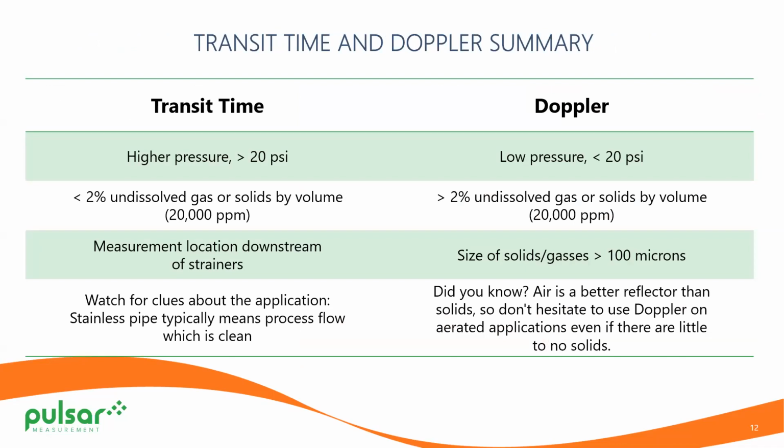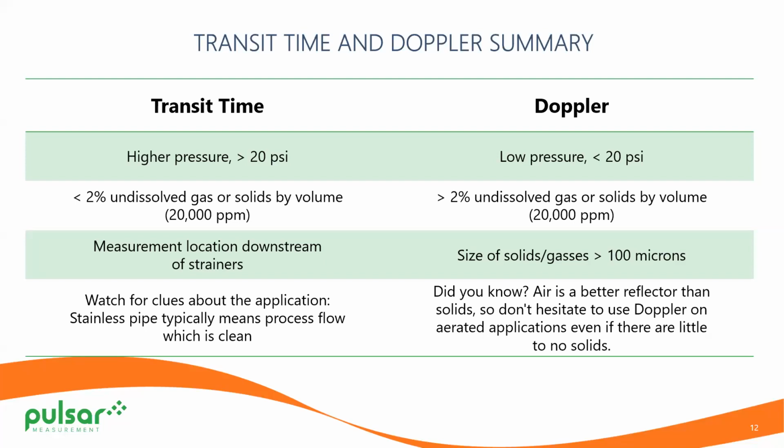So, a brief summary here on the differences. With the transit time, we're talking a little bit higher pressure, and I mean that in terms of clean fluids, greater than 20 PSI. So if it's a clean fluid that's compressed and we don't get those air bubbles, that's more than likely going to be transit time. Doppler, we can do on lower pressure liquid applications, because there's likely to be some entrained air bubbles in there, or what we would call targets.